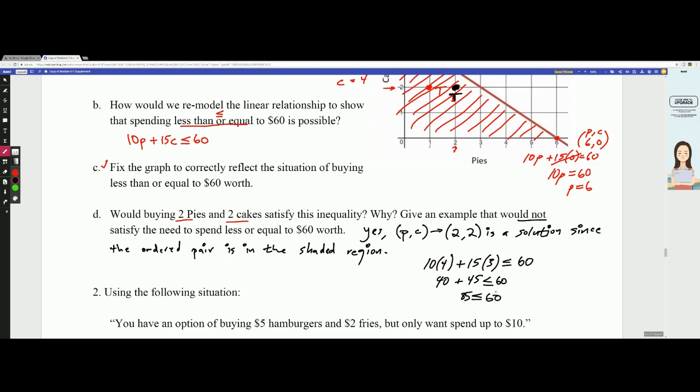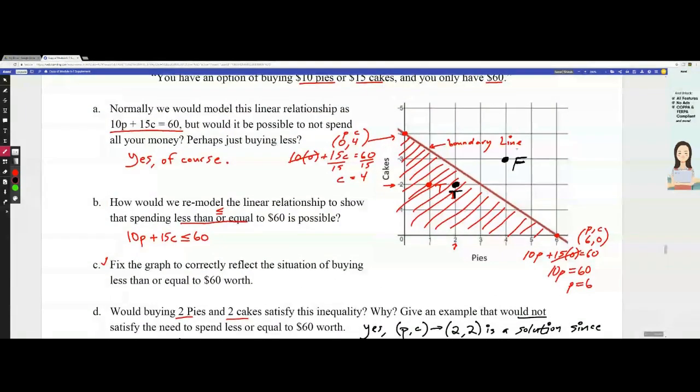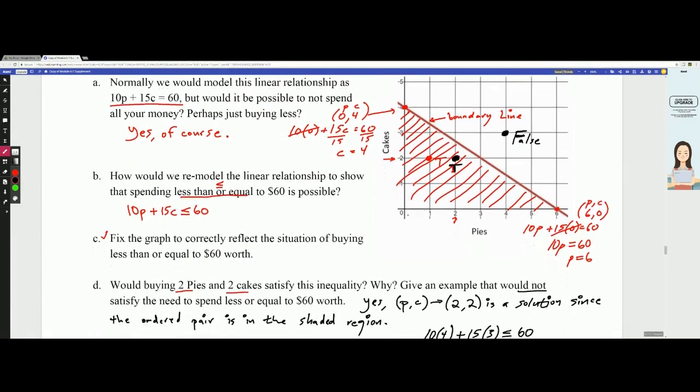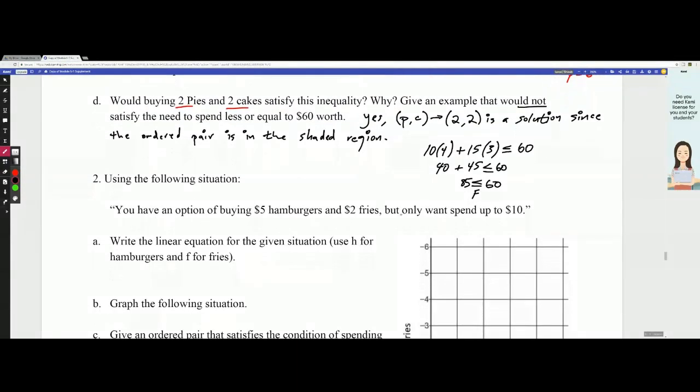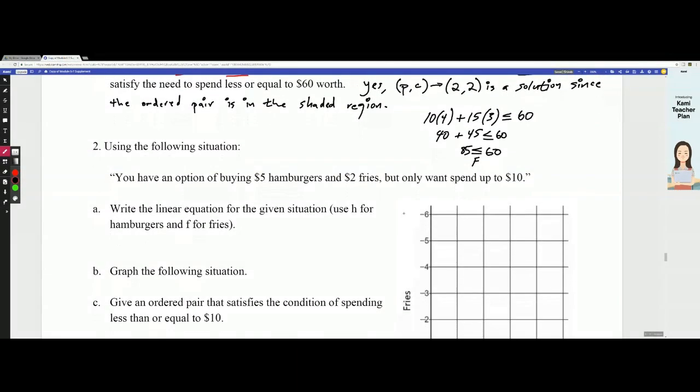Is 85 less than 60? No, it's not even equal to. So that's why it's false. Okay. So again, that was for this idea: on the boundary or not in the shaded region, it's not going to be a solution. It's not going to work. Okay, can't afford it.